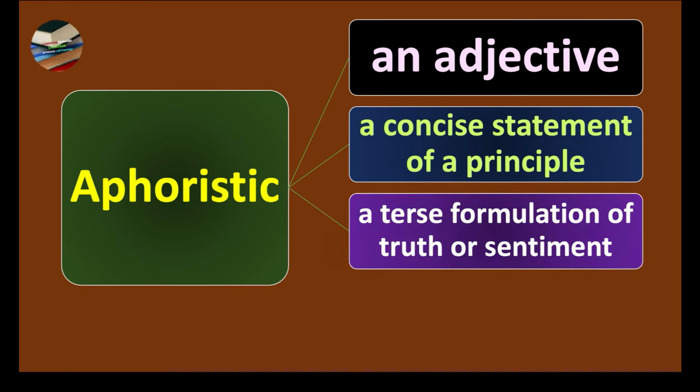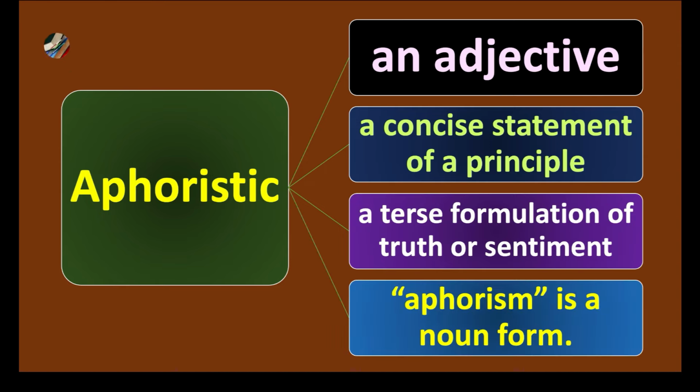It may also refer to a terse formulation of truth or sentiment. Terse has the same meaning as compact, brief. So compact formulation means in short, you formulate a type of sentence that speaks about truth or sentiment toward any aspect of life. And its noun form is aphorism. So aphorism is the noun form of this word aphoristic.